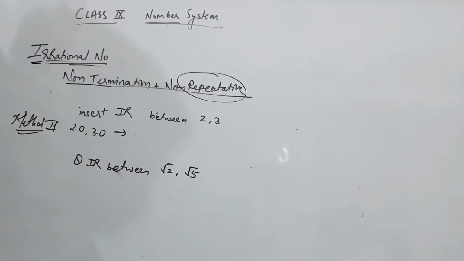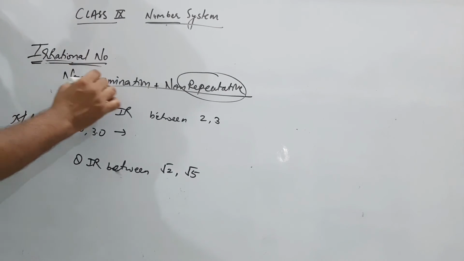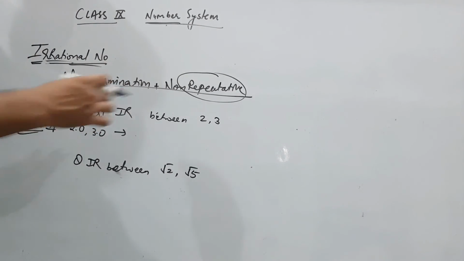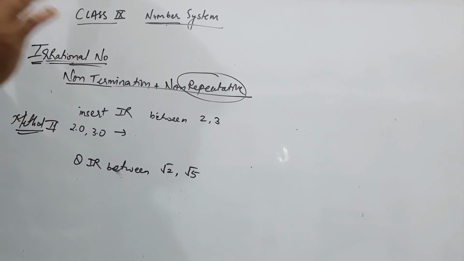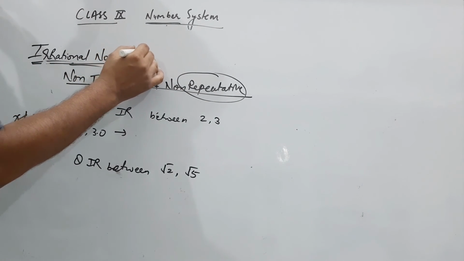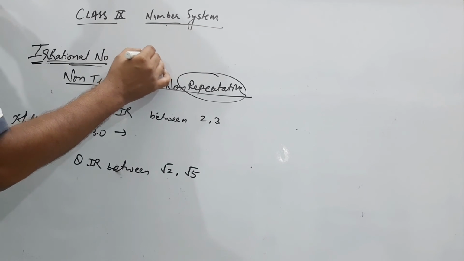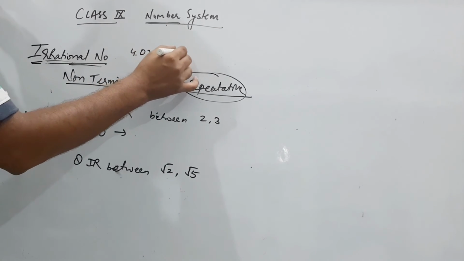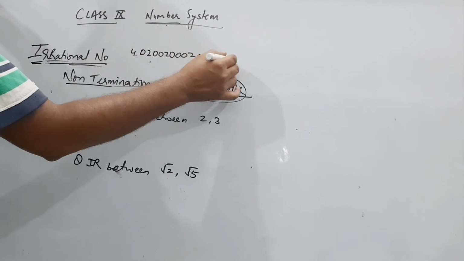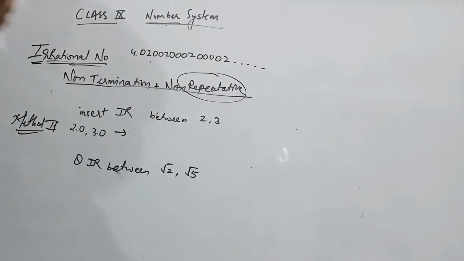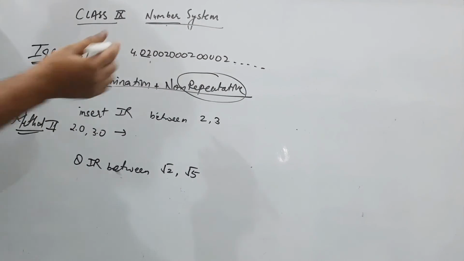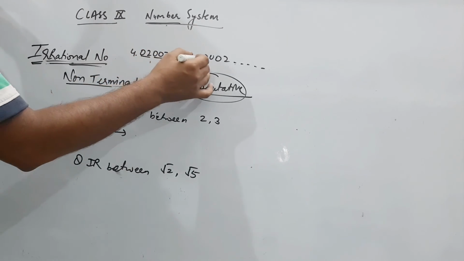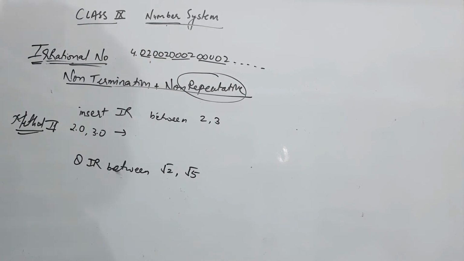So what are irrational numbers? First of all, let me clear this. Irrational numbers are non-terminating, that means it will not end, and non-repetitive means it will never repeat. For example, 4.02, 002, 0002, 00002, and it will continue. It will not repeat because it is after 10, and it is after 20, it is after 30, then 40. What does it mean? It means that it is a non-terminating number as well as non-repetitive. It will never repeat.